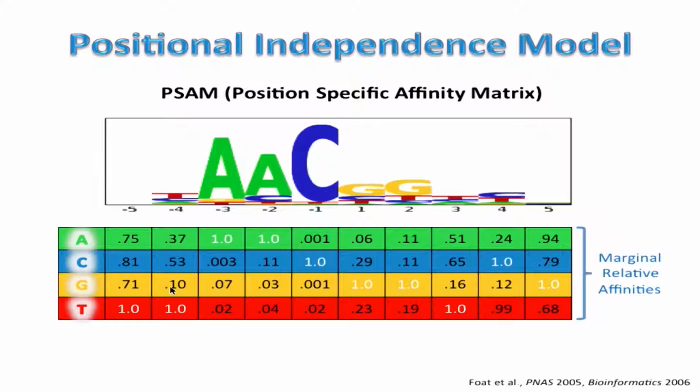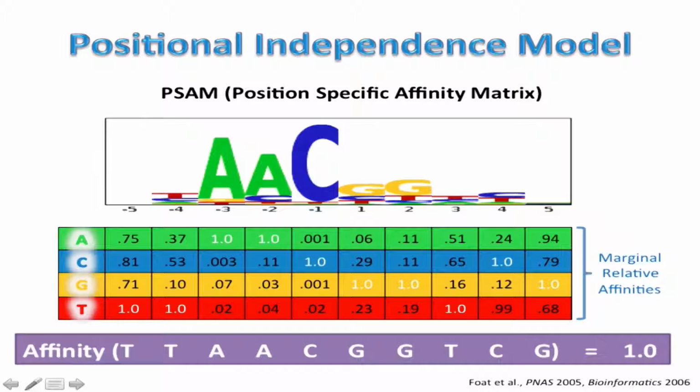So in order to calculate the affinity that a protein has for a particular, in this case 10 base pair, binding site, you multiply the marginal affinities for each column. By the way, this is the affinity motif for MIBL2, which is a member of the MIB family of transcription factors. To calculate the relative affinity for the highest affinity sequence, it's simply 1 times 1 times 1 times 1 times 1. So the highest affinity sequence has a relative affinity of 1.